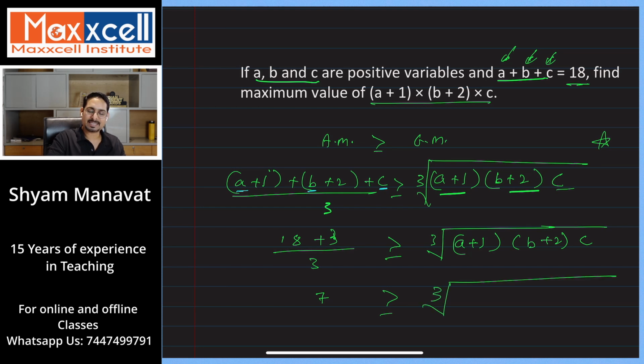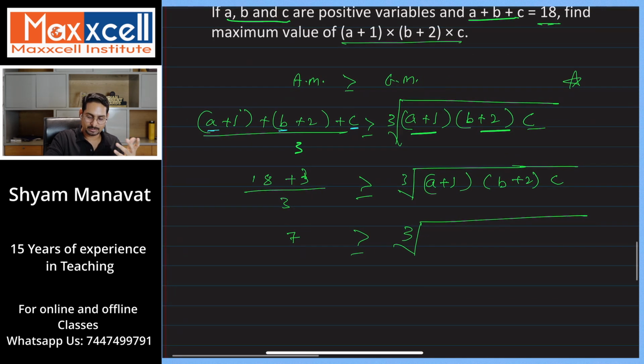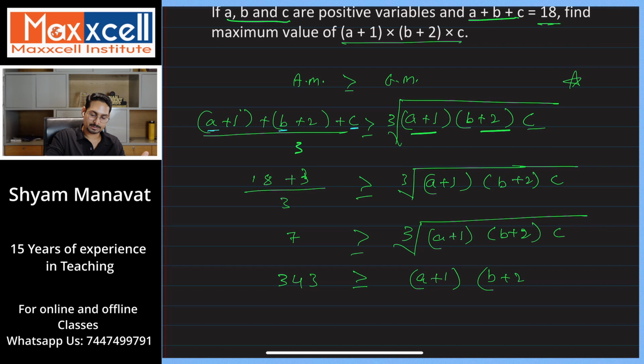Now this is coming the same by chance, because I have taken this value as 18, so it is the same as the previous answer, but it is not necessary that you will always get the same answer. Okay, A plus 1, B plus 2, C is the same. Now if you make cube of both sides, you get what? 7 cube is 343, right? And this is more than or equal to A plus 1 into B plus 2 into C.